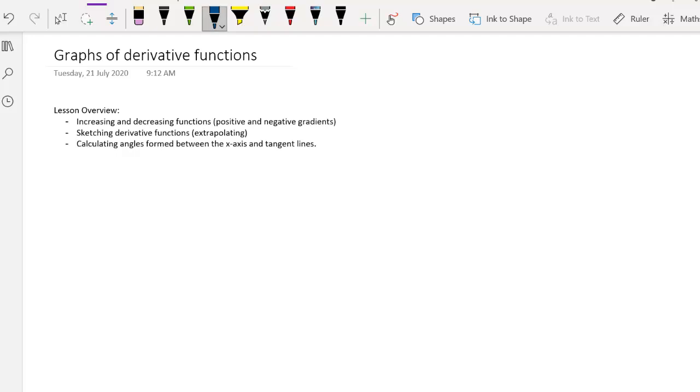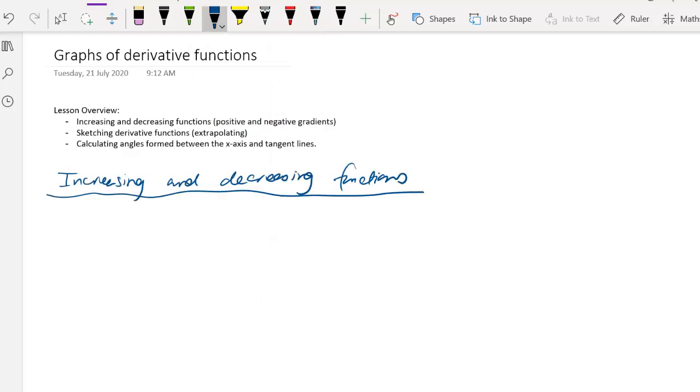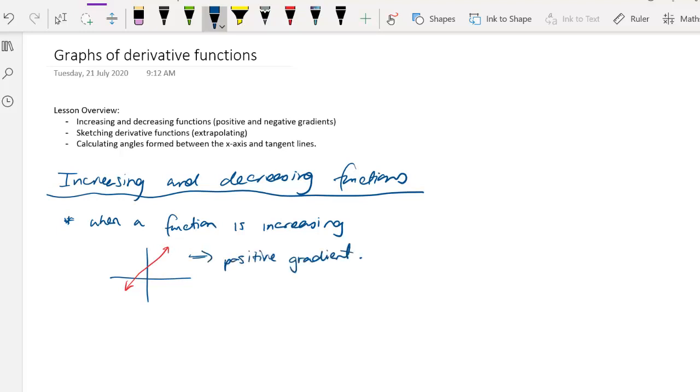Okay, so if we start with increasing and decreasing functions, the concept here is pretty straightforward. The idea is that when a function is increasing, so that's a scenario where we've got a function that's going up, then it's going to have a positive gradient, which means for that section, the derivative f dash of x will be greater than 0. So when it's increasing, the derivative must be greater than 0.